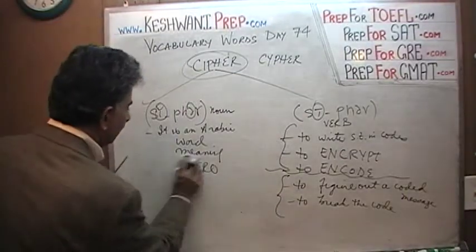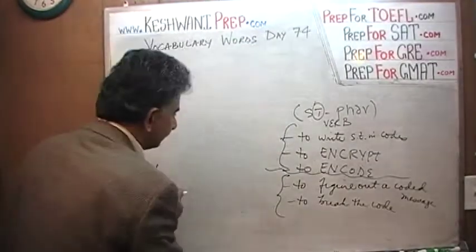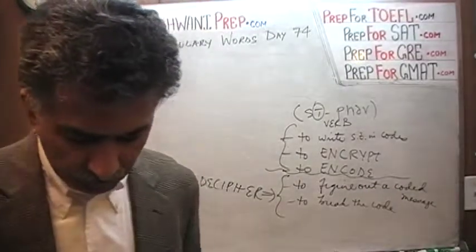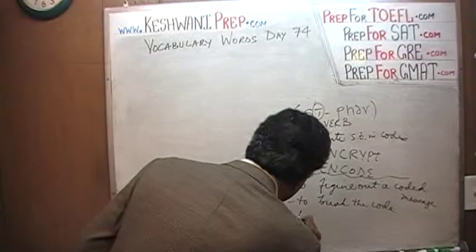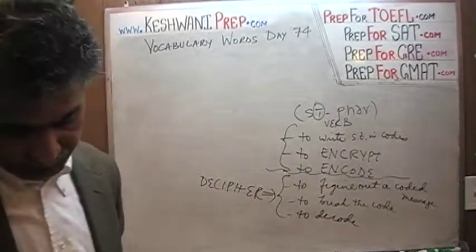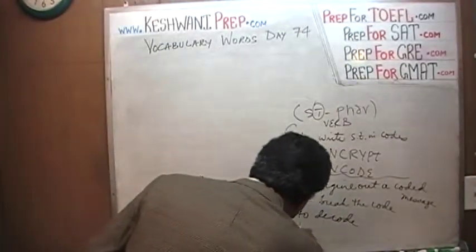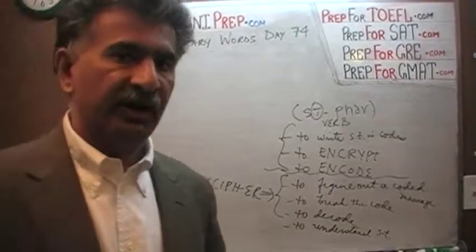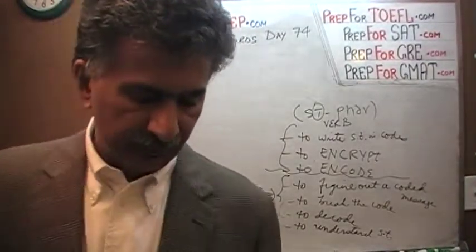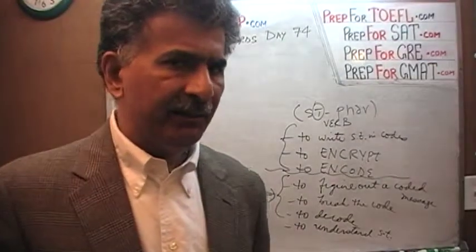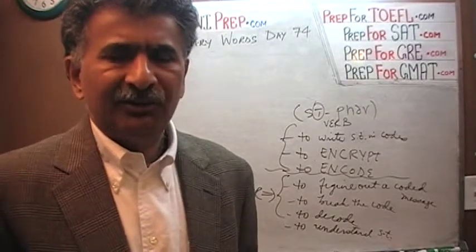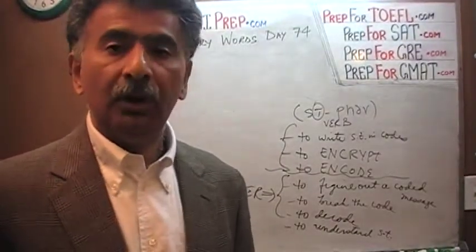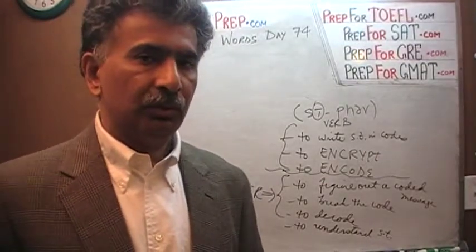To decipher means to break the code, to decode, to understand something. If someone says, "My God, your handwriting is so atrocious, I cannot decipher anything," in other words, what they're trying to say is that what you have written is illegible. I can't read it. Your handwriting is so bad it looks like it's written in a coded word and I can't break the code. I can't decipher it. I can't understand it. Do you understand? To decipher means to understand something, to figure something out, to know what is written there.